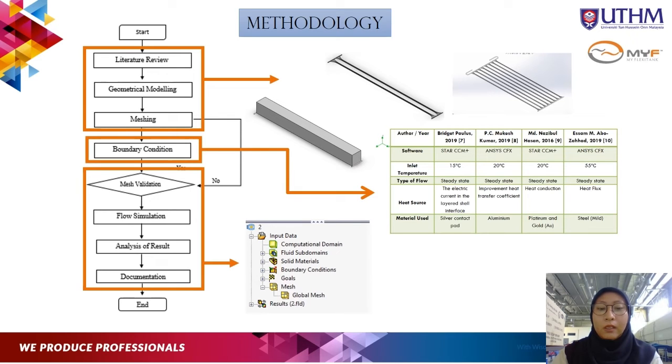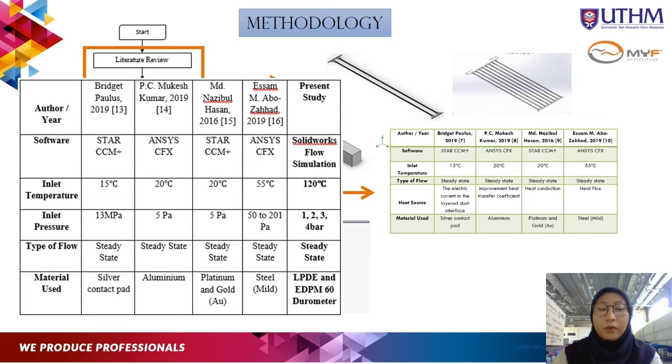And for the boundary condition, we present the study with the SolidWorks Flow Simulation software. The inlet temperature we use is 120 degrees Celsius. Inlet pressure we use 1 bar, 2 bar, 3 bar, and 4 bar. The type of flow is steady state, and the materials used are LDPE and EPDM 60 durometer rubber.